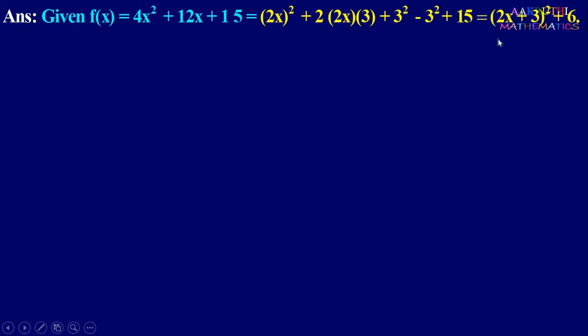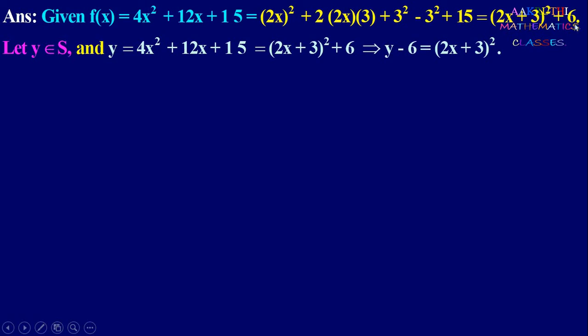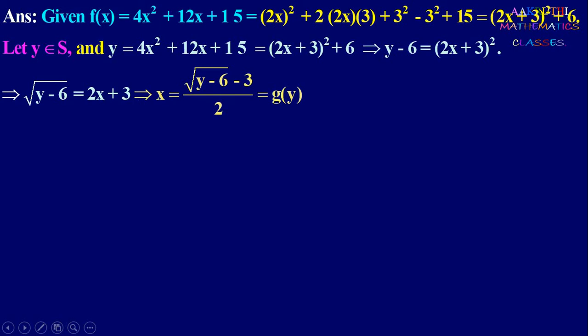Given function f(x) can be written as (2x+3)² + 6. Now we take y equal to 4x² + 12x + 15 where y belongs to S, and we can write this as (2x+3)² + 6. So y = (2x+3)² + 6. Taking 6 to this side, we get y − 6 = (2x+3)², and we can write this as √(y−6) = 2x+3. We have to solve for x. Take 3 to the other side: √(y−6) − 3 = 2x. Again take 2 to the other side, we get x = (√(y−6) − 3)/2. We take this as g(y). So here g(y) is (√(y−6) − 3)/2.